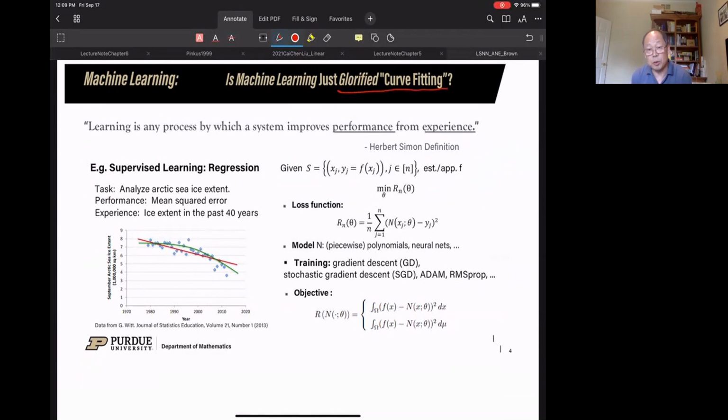I guess this is the glory of machine learning or curve fitting: the powerful approximation property of the neural net. Now, I want to say a few words about supervised learning in the machine learning sense. There are two aspects of that.